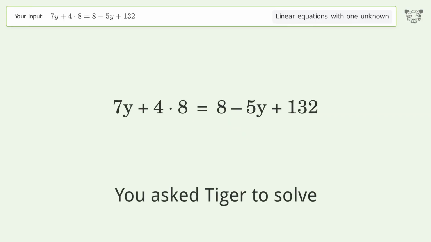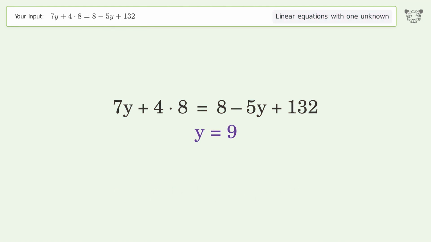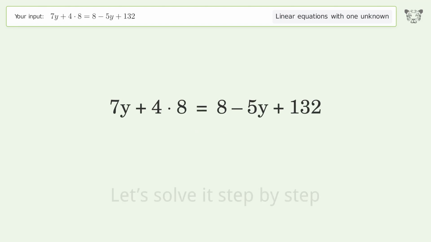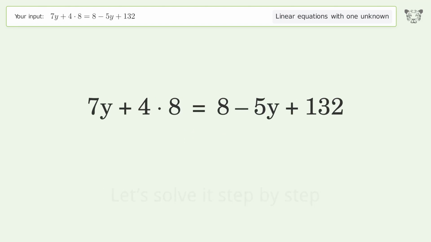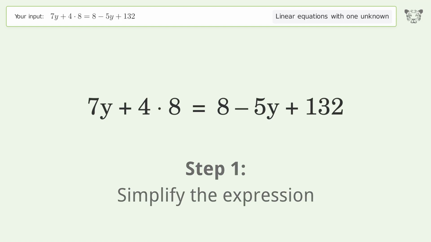You ask Tiger to solve. This deals with linear equations with one unknown. The final result is y equals 9. Let's solve it step by step. Simplify the expression.